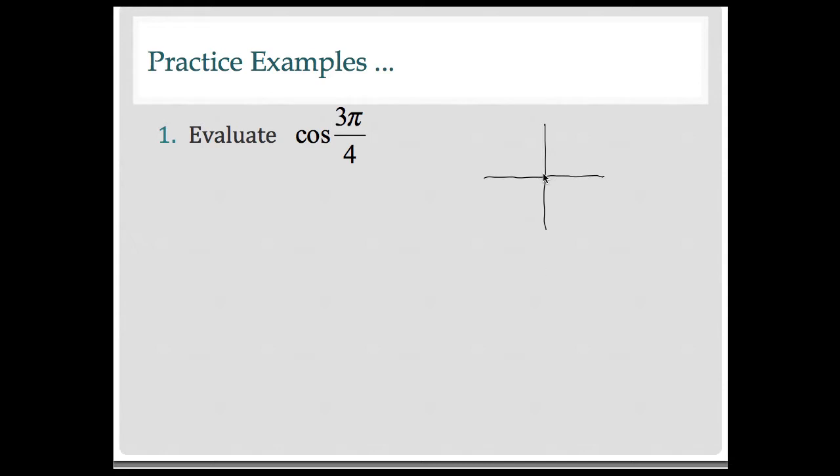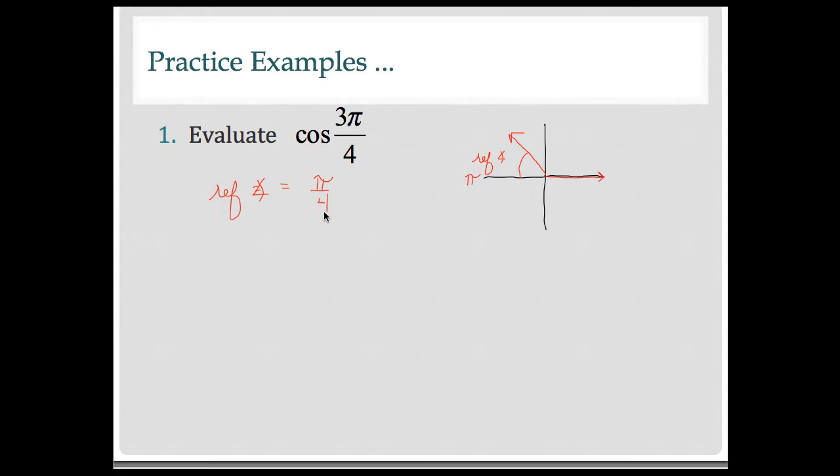So 3 pi over 4 here would be where the angle starts. 3 pi over 4 is going to be right here. So in terms of our reference angle, this angle here is your reference angle. Right, now remember, this is pi over here, so our reference angle that we get is simply pi over 4.